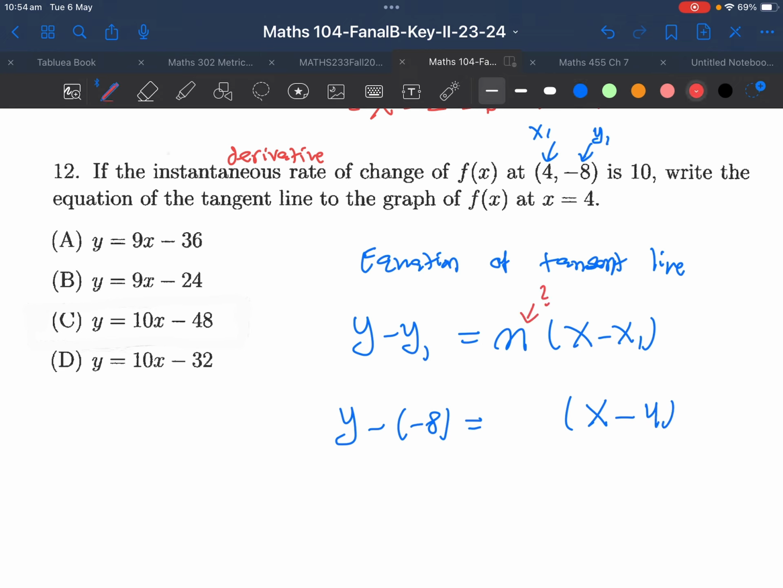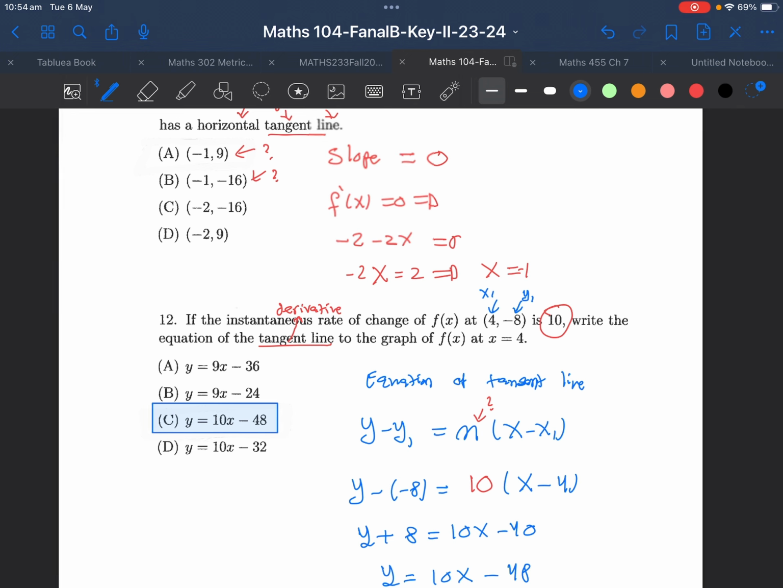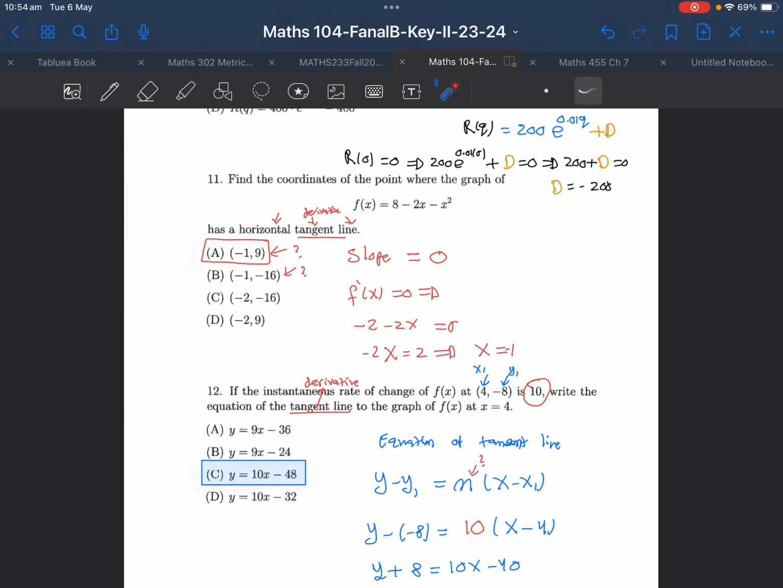Now, what is the slope? That's the question. It is the slope of the tangent line. And the slope of the tangent line is the derivative. And it's given to you that the derivative is 10. So you substitute 10. Here we get y plus 8 equals 10x minus 40. So y alone will be just 10x minus 48, which is part C here. Of course, this one, I'm sorry, if we substitute negative 1 here, we get 9.